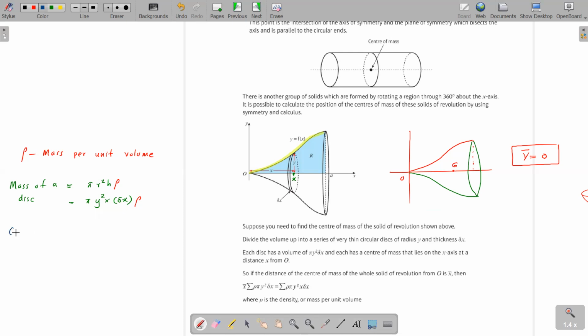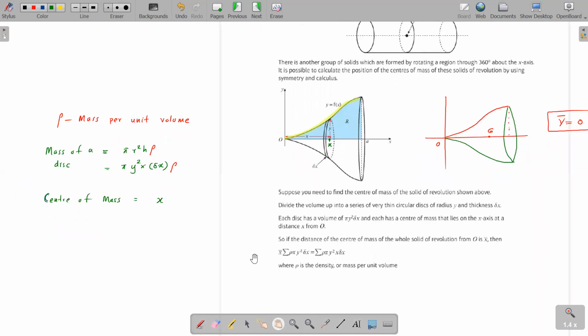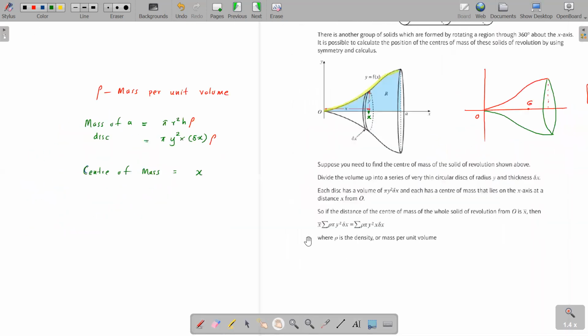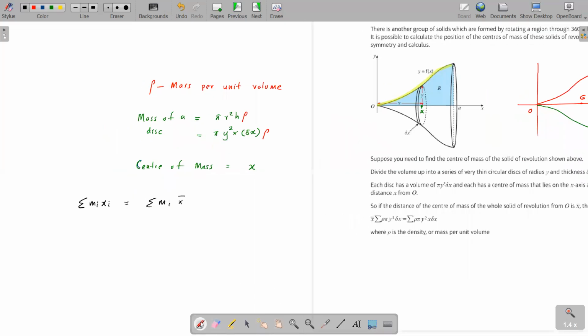Okay, and then what about the center of mass of the disk? Is it difficult? Do you have any complications now? No, it's directly x, right? The center of mass of the disk is directly x. Okay, so let's apply the equation: sigma mi(xi) equals total mass into x bar, right, guys? So sigma mi(xi): what's the mass? Pi y square delta x into rho, and the x coordinate is x.